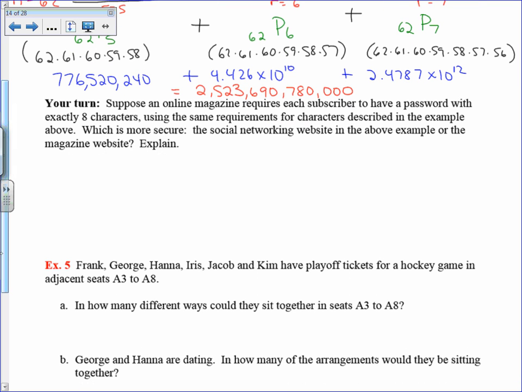Like an enormous number, right? 62 pick 8 is 136,325,893,300,000. So the online magazine site that requires an 8-character password is much more secure with those 62 characters than the one that takes any of the 3 together. This would just take longer to crack.